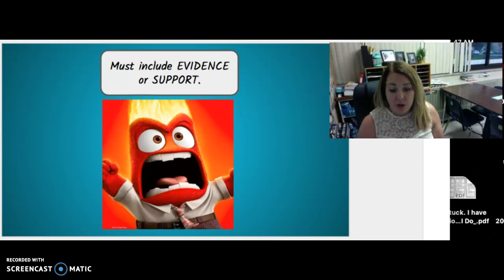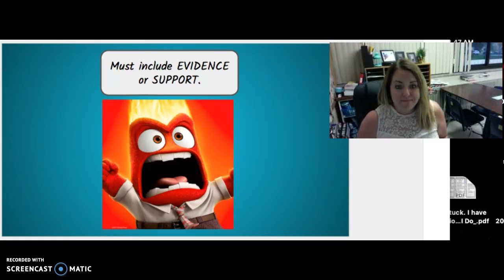We, as you know, are really focused on standard 7.4.1.1, which talks about citing several pieces of evidence to support inferences as well as explicit pieces in the text. And so we want to just remind you that you need to make sure that you include evidence or support for the things that you are thinking.